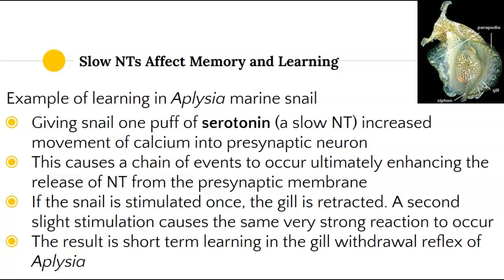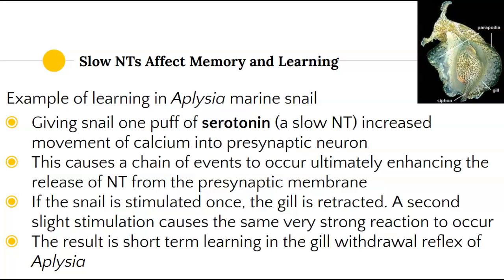That was what they were studying. A second slight stimulation causes the same really strong reaction to occur. So even though we gave one puff of serotonin, we see this gill being retracted, great, that's what we wanted to see. We can do a much smaller second stimulation and we'll still get the extreme reaction. And so what we're seeing as scientists is that we just saw short-term learning.